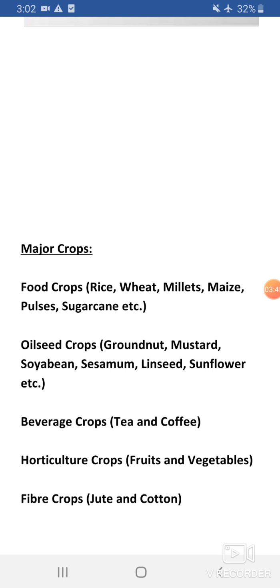Which are food crops? Groundnut, mustard, soybean, sesame, linseed, sunflower, etc., which are oilseed crops. Next comes tea and coffee, which are beverage crops, followed by horticulture crops, that are fruits and vegetables, and lastly jute and cotton, that are fiber crops.